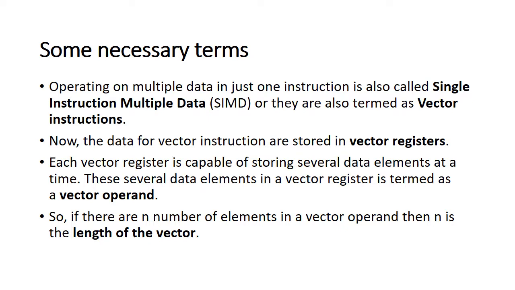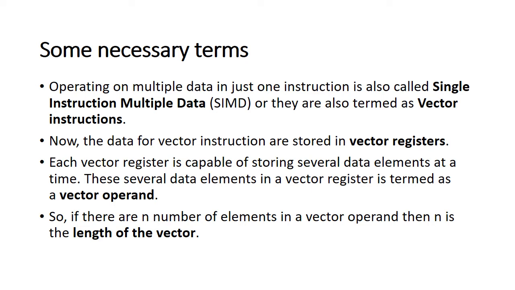Here are some necessary terms of vector processing. Let's get introduced to them. At first, single instruction multiple data. So what is that? It operates on multiple data with just one instruction, which is also called single instruction multiple data, or vector instructions. Now the data for vector instructions are stored in vector registers. That means the data of vector instructions will be stored in vector registers.